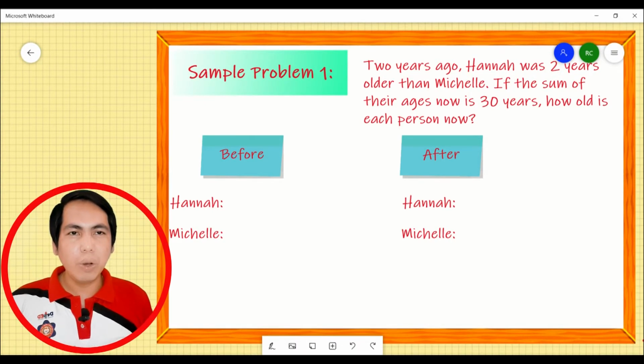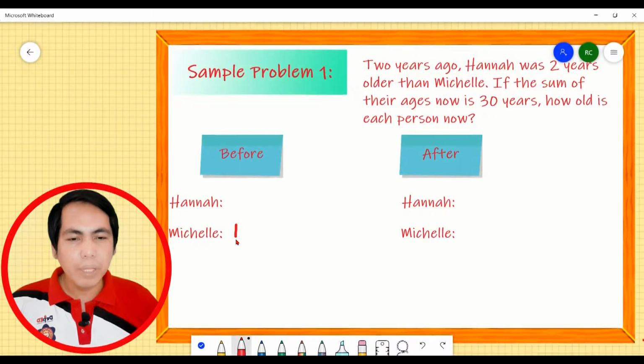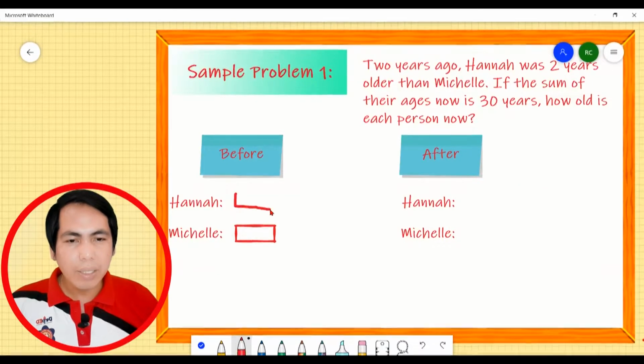So first, we are going to represent the ages of the two persons before. According to the problem, Hannah is 2 years older than Michelle. So let us begin by representing the age of Michelle. Let us say that if this box represents the age of Michelle before, the age of Hannah was a similar box as that of Michelle plus 2.